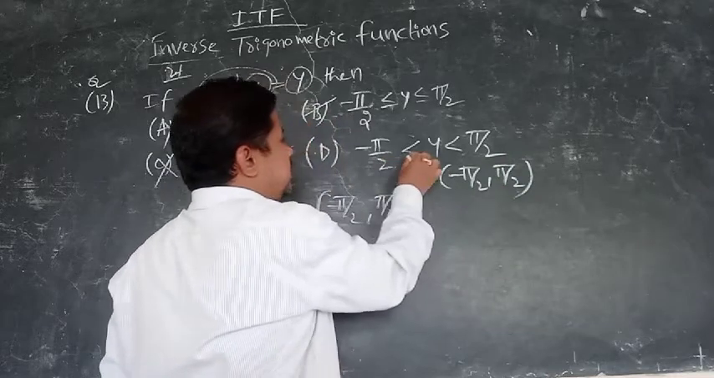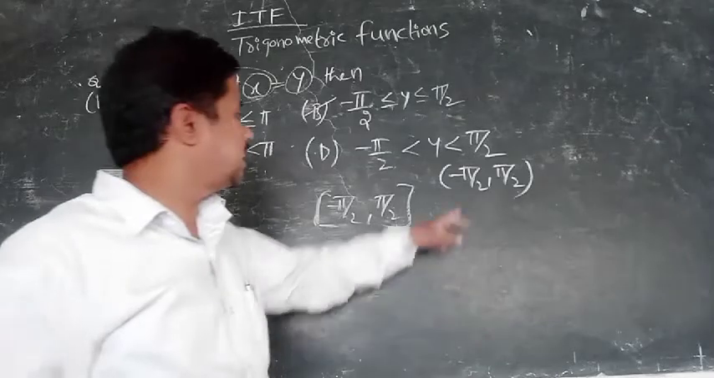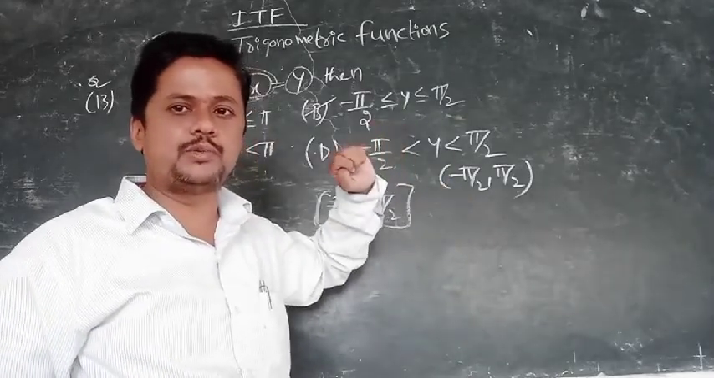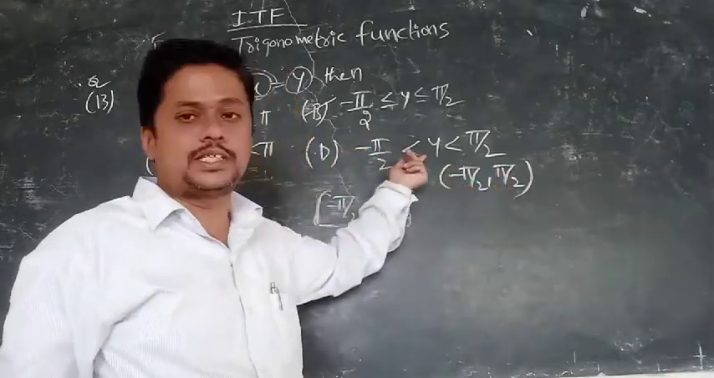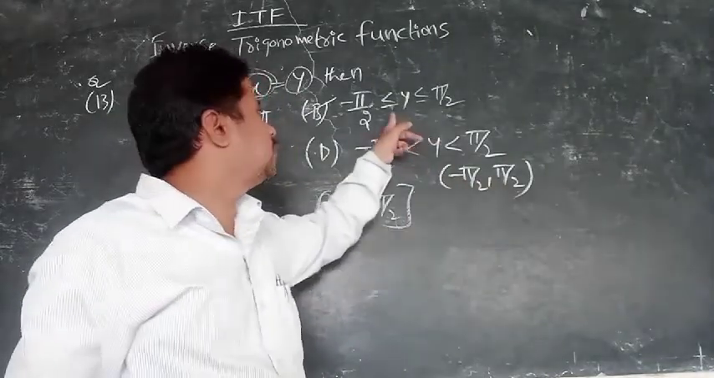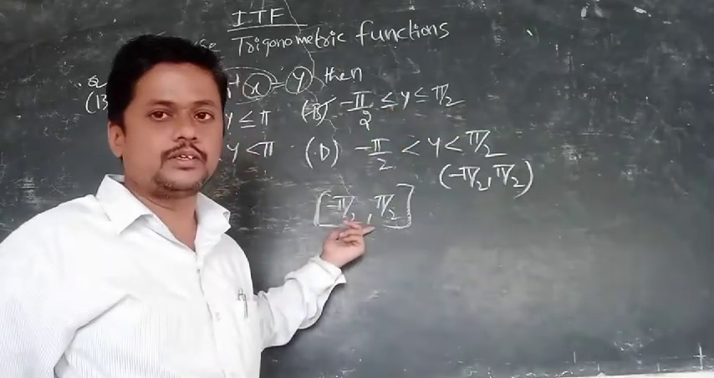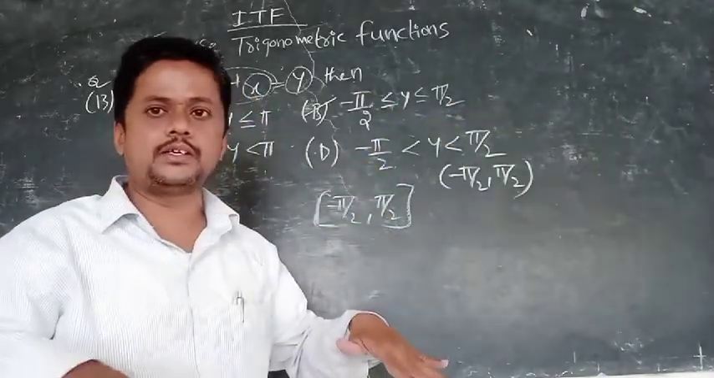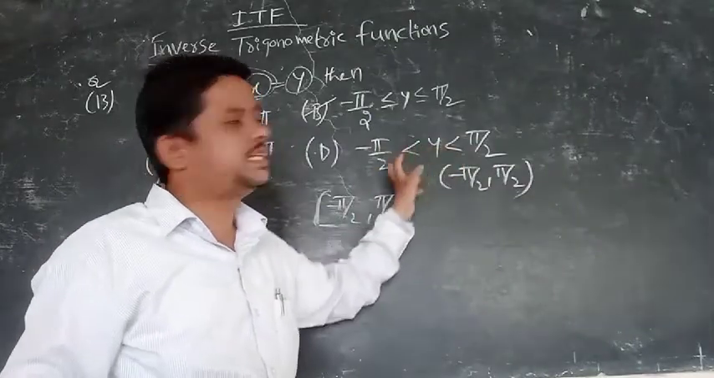If the equals to symbol is not there, we can write it like this in intervals. It was already explained in first PUC, first chapter. So minus pi by 2, pi by 2 without the equals to symbol means we have to consider the open interval. If the equals to symbol is there, we have to write it like this. Closed interval means the bounded values are also included. Here the bounded values are not included, only what is in between these two is included.